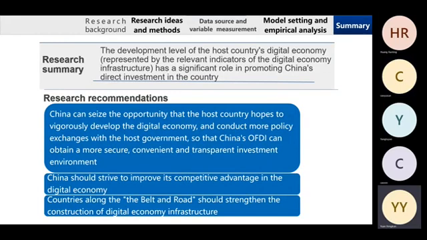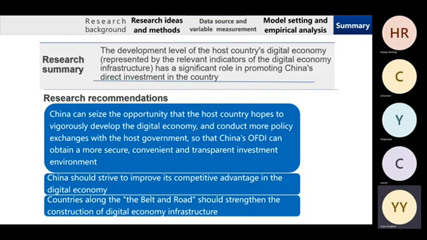After a series of analyses, we can draw some conclusions. The development level of the host country's digital economy, represented by the relevant indicators of digital economy infrastructure, has a significant role in promoting China's direct investment in the country.